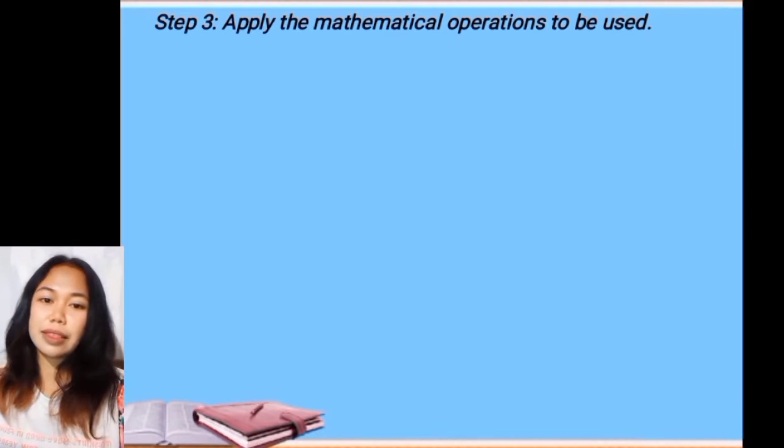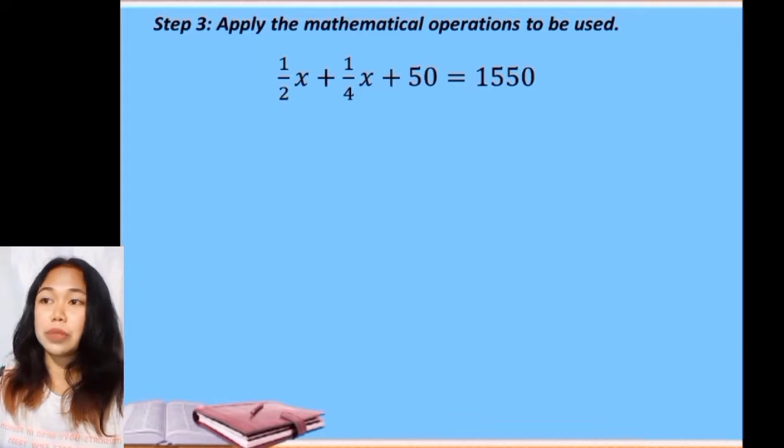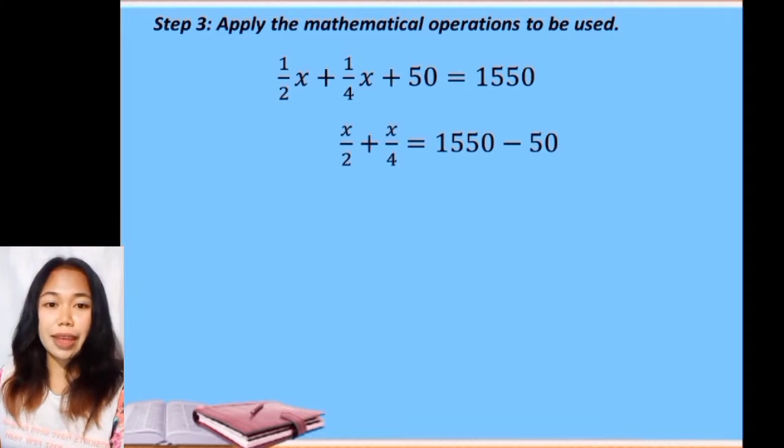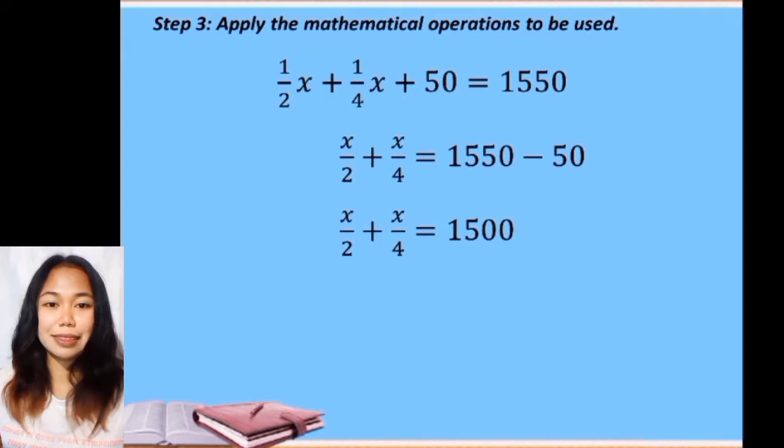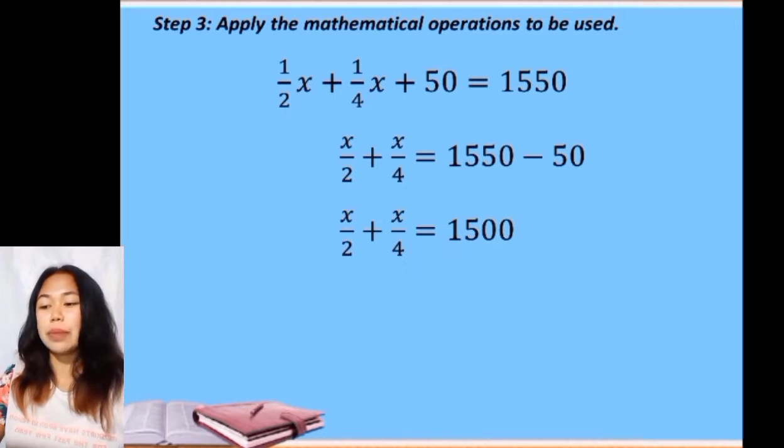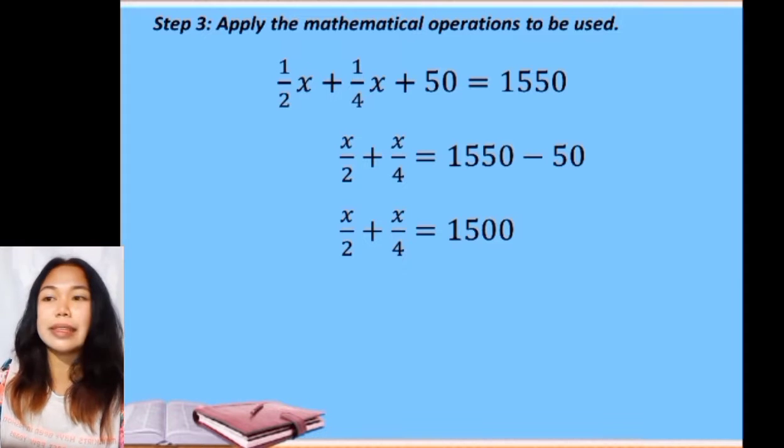And now we will write the equation 1/2 X plus 1/4 X plus 50 equals 1,550. We all know that the equivalent of 1/2 X is X over 2, and 1/4 X is X over 4. We are going to transpose the 50 to the right side, and it becomes 1,550 minus 50, which is 1,500. Since we have different denominators, we have to find the least common denominator of X over 2 and X over 4.